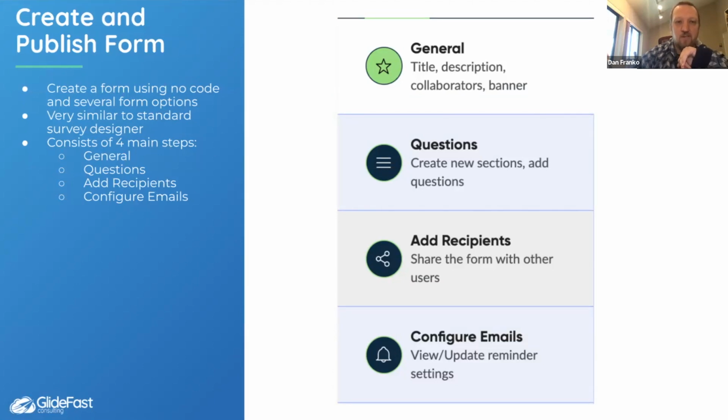There are four main steps outlined here. You have your general, where you're giving it a title and a description, and you can actually have other people collaborate on building that form. Then this is where you get into the actual questions. You can have different sections of the form, which is nice. There are a number of data types you can use that we'll look at. And then you add the recipients.